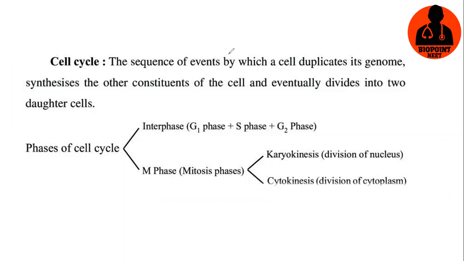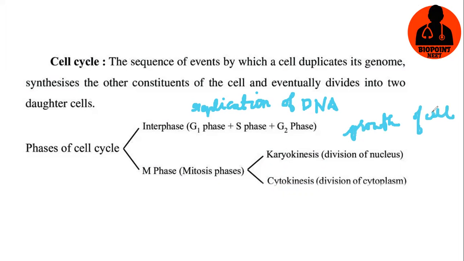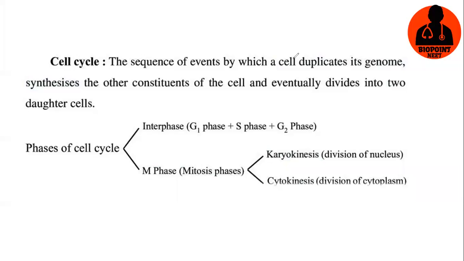During cell division, replication of DNA and growth of the cell also take place along with that. What all takes place? The replication of DNA and the other one, that is, growth of the cell. Growth of the cell also takes place. Is that clear, guys?